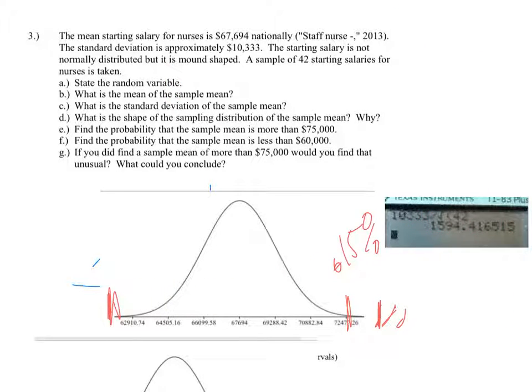And then what if we did get a sample of 42 nurses with an average of more than 75,000? Well, it's two things. It's an extremely rare event, and I don't know if we're lucky or unfortunate, however you look at it, that we got a sample like that. Or the other thing we could argue is that maybe this $67,000 figure is not correct. Maybe it's changed since 2013. There are some other issues going on here. So those are the two things you can conclude.